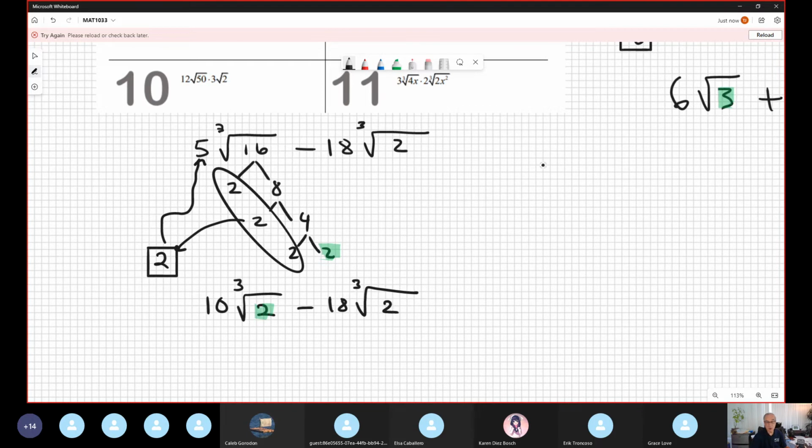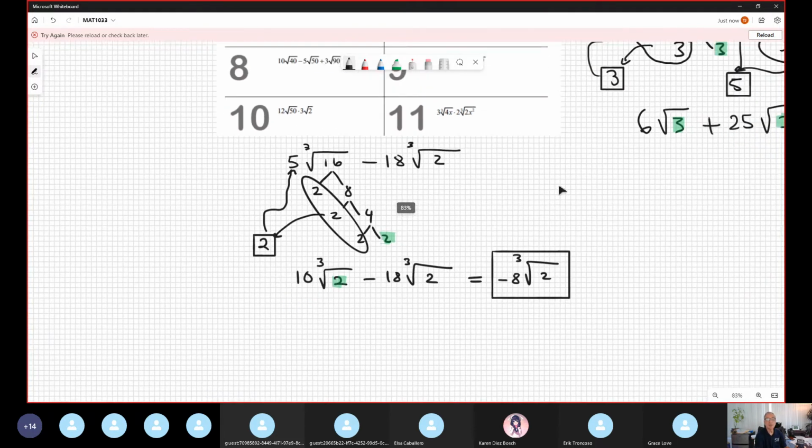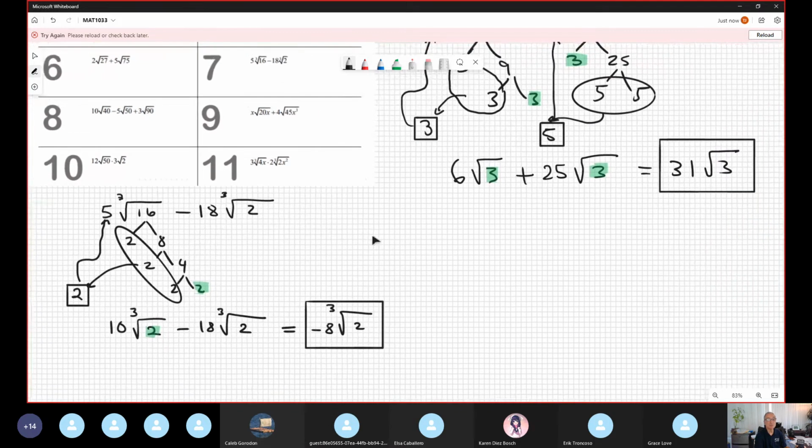It's obvious that we cannot do anything in the second radical because 2 is a prime number. It's impossible to simplify. And now we are ready to combine. 10 minus 18 is minus 8 cubic root of 2. Cool? Keep in mind the differences between the square root and cubic root. With the cubic root, you take them 3 by 3, or with the fourth root 4 by 4, and so on.